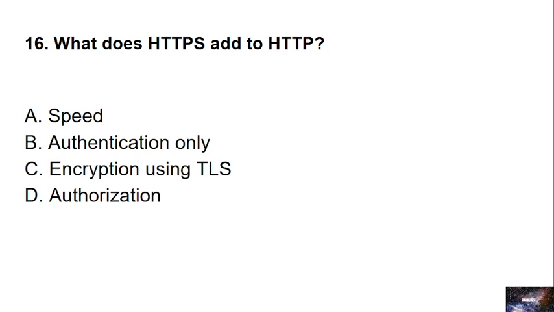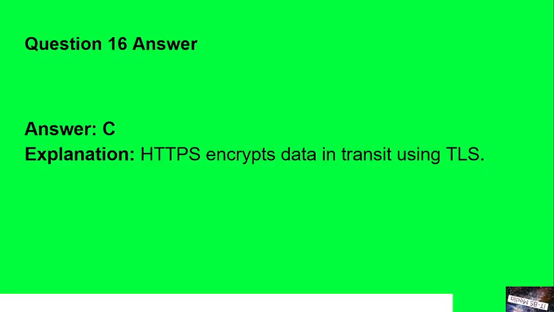Speed, authentication only, encryption using TLS, authorization. Which one is the answer? And the answer is C. Encryption. HTTPS encrypts data in transit using TLS. And that's why it is HTTPS, secure HTTP. Because it encrypts data in transit.